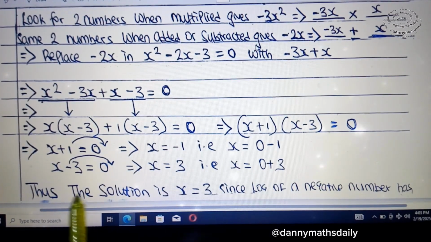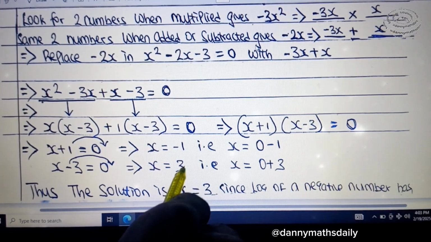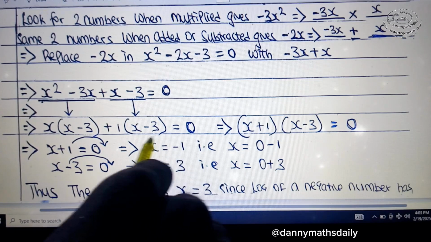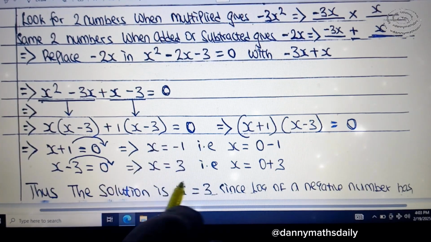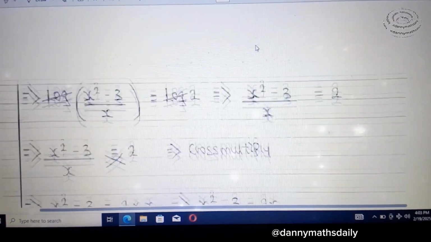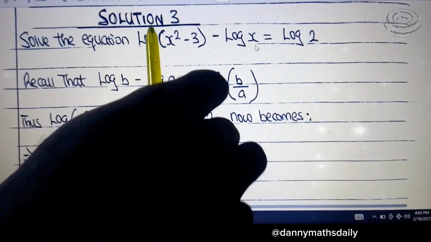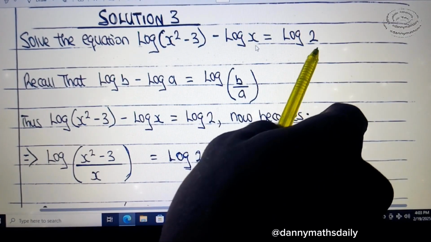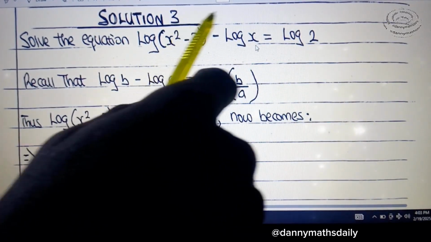So therefore the solution is what? x equal to 3. Since the log of a negative number has no what? Value. Do you understand? So we go with the one that has a positive value, which is x equal to 3. Right? We'll leave the x equal to minus 1. We'll go with the one that has x equal to 3. Do you understand? So therefore, x in this equation now, so x in this equation is equal to what? 3. Do you understand? x in this is equal to what? Equal to 3.